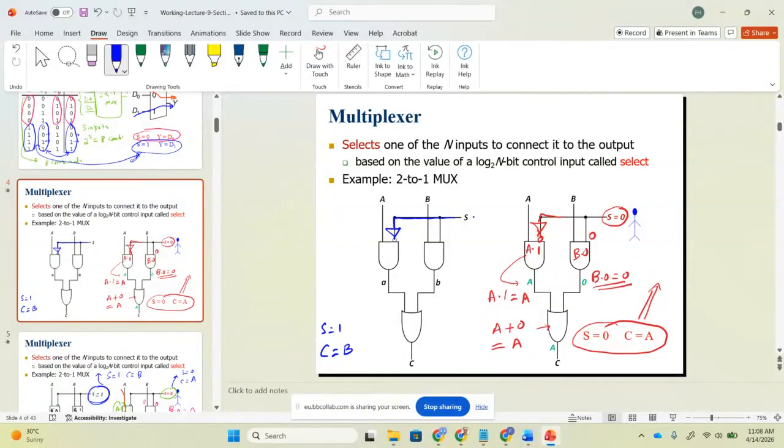So it will be equal to B. S is equal to 1. So basically, the first input is 1, the second input is B. What will be the output? B dot 1. And B dot 1 is B. Now, when S is equal to 1, we have an inverter, so A dot 0. What is A dot 0? 0. And now if you look at this OR gate, it is actually B plus 0. And what is B plus 0? So C will be equal to B. Any question?